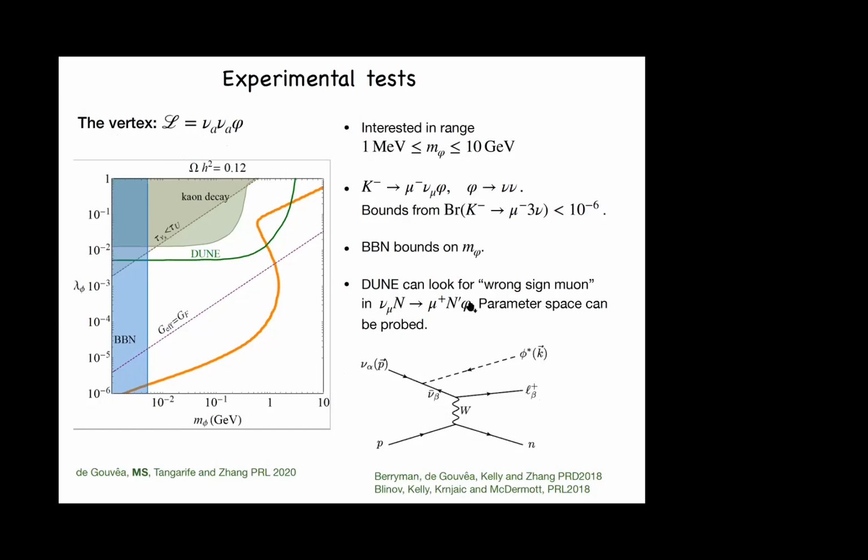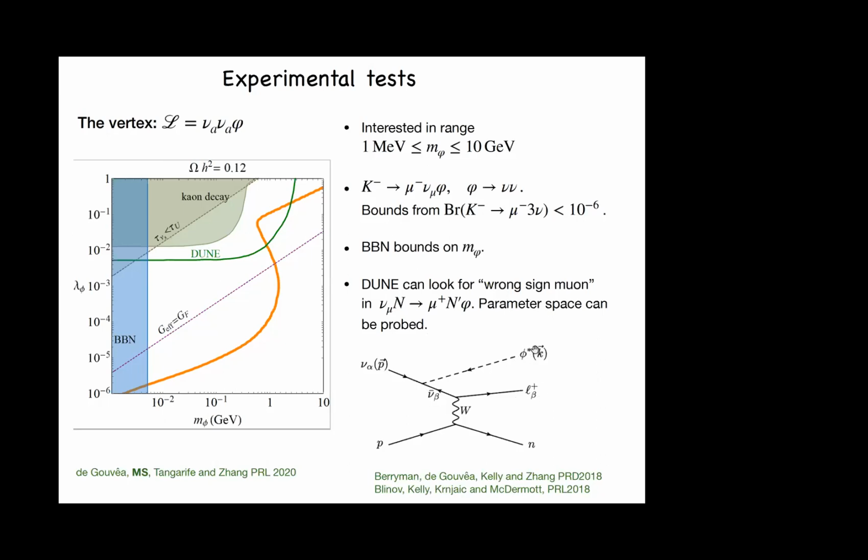So typically, in the absence of phi, you would expect this to be a mu minus, but because the phi carries lepton number and this actually changes it to a new mu bar, it interacts with the protons and produces the wrong sign lepton number. So you can use the far detector of DUNE to actually see what this process is.